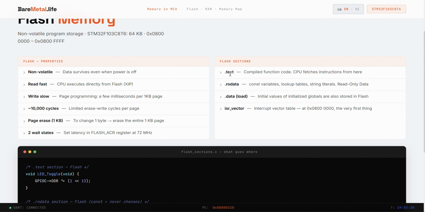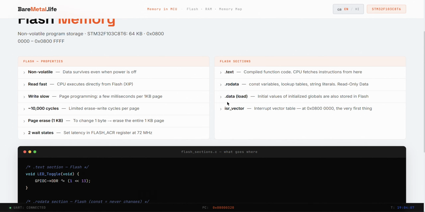Firstly, that is .text. This is your code. All your functions, your program logic, whatever you write in C after compilation lives there. The second one is .rodata, that is read-only data. This includes your constant variables, string literals, and the interrupt vector table.